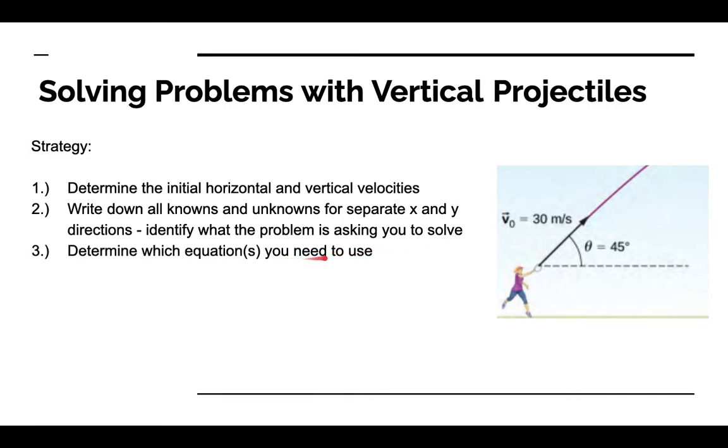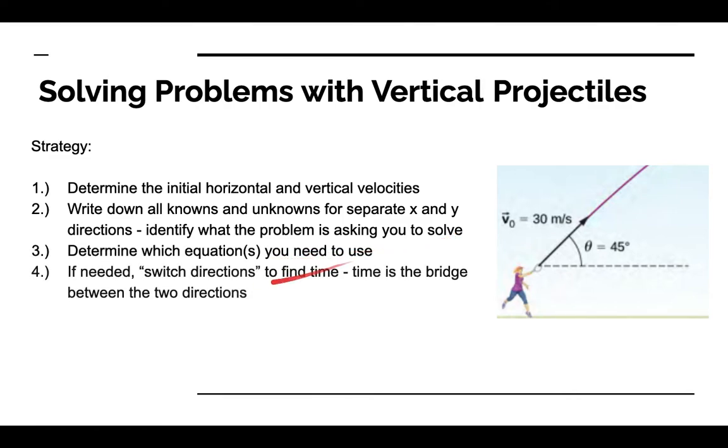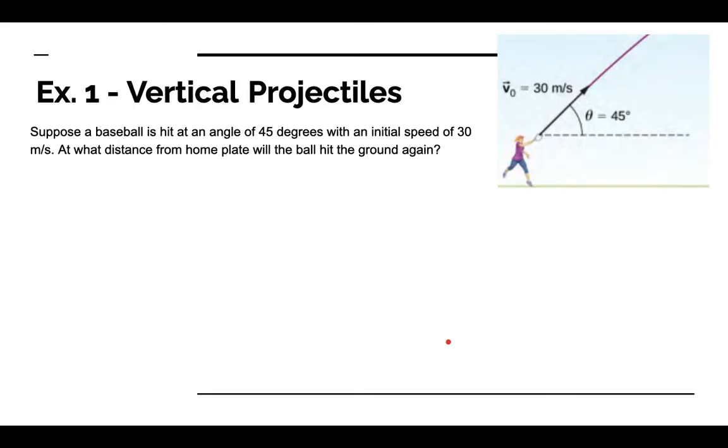Third, we determine which equations we need to use. Fourth, if needed, as we saw with horizontal projectiles, we switch directions to find time. Time is the bridge between the two directions again. And then lastly, we solve for our unknown in our original direction. So let's look at what this looks like in practice.